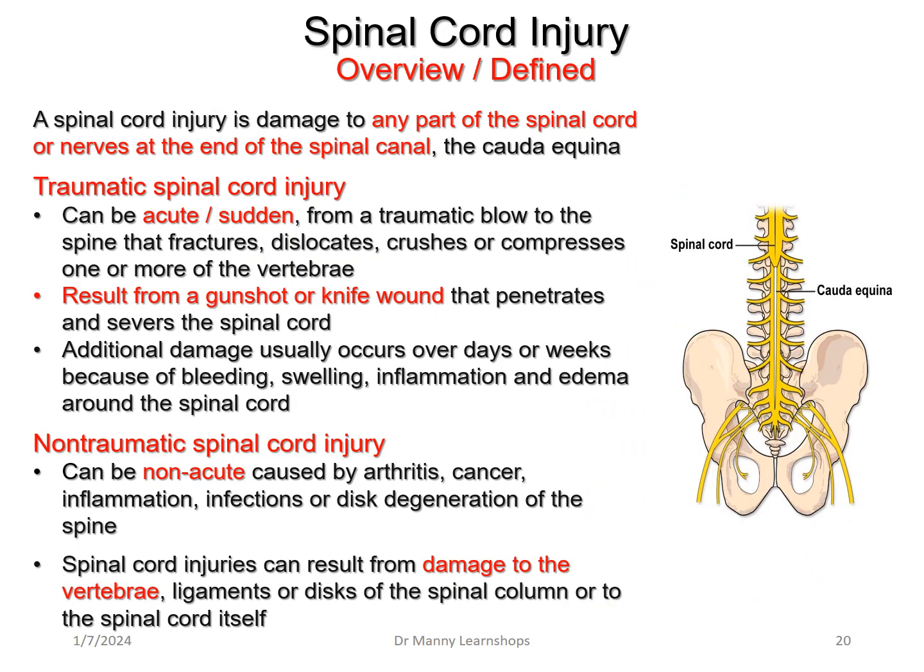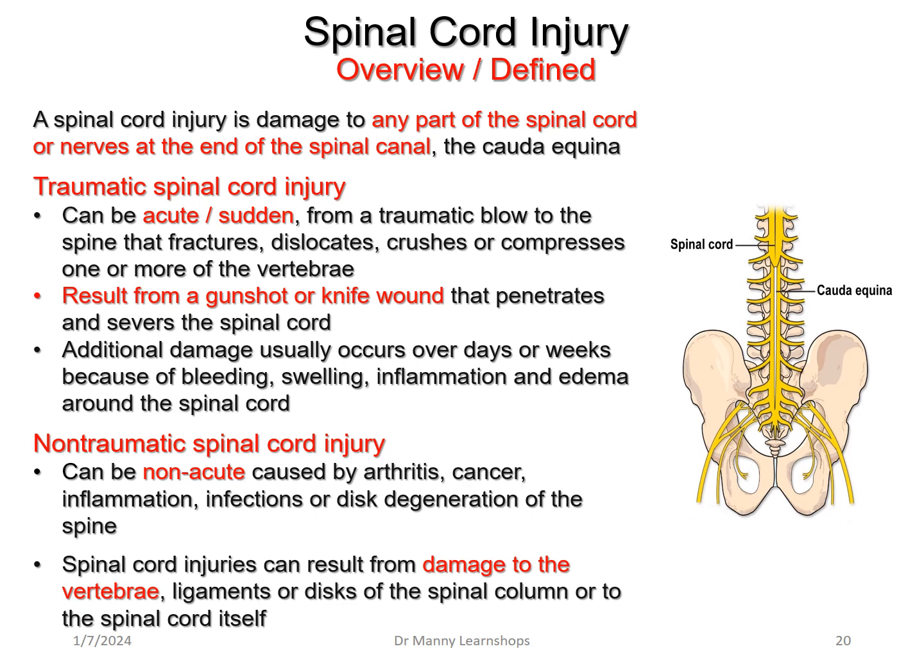Another component of multiple or polytrauma is spinal cord injury. Now, the spinal cord, as the brain, is part of the central nervous system. And with spinal cord injury, that's damage to any part of the spinal cord and even nerves at the end of the spinal canal called the cauda equina, the coccyx area as well.